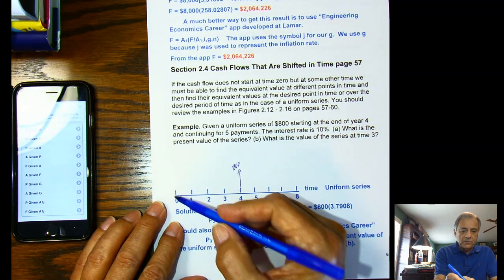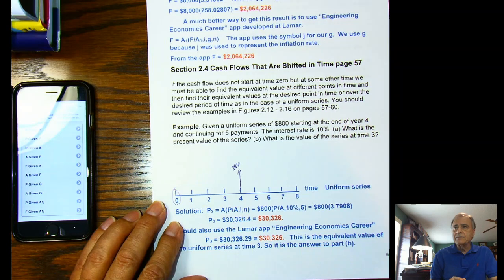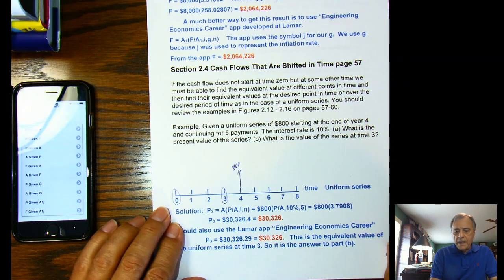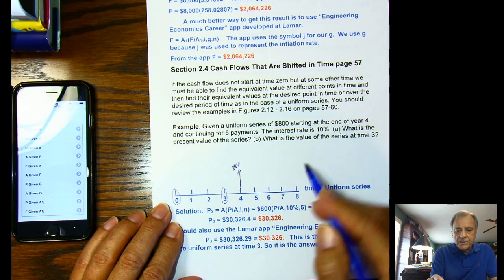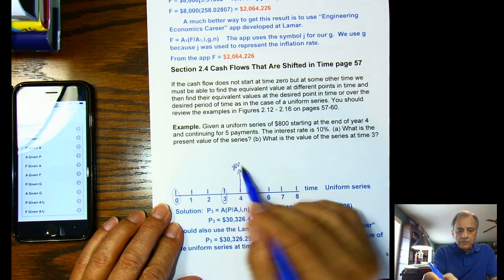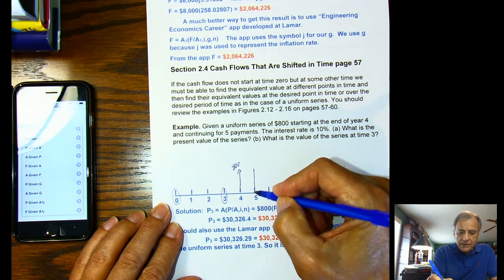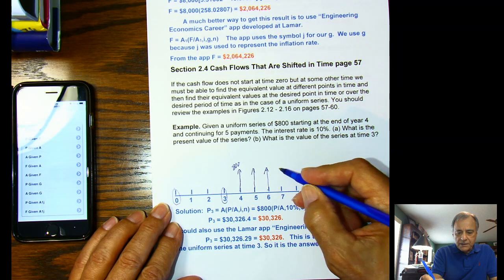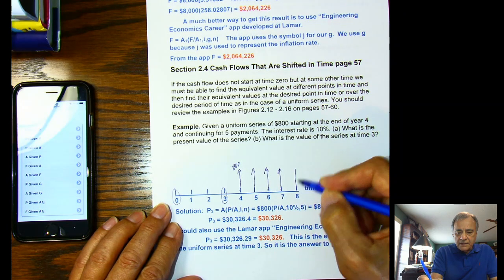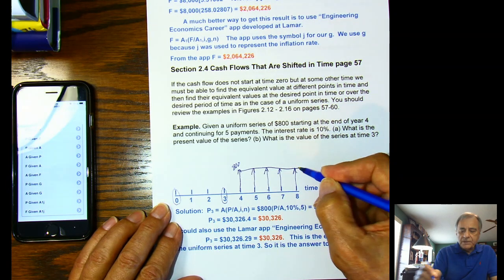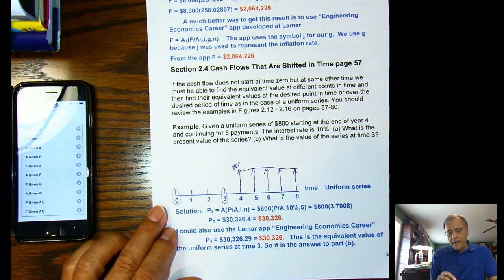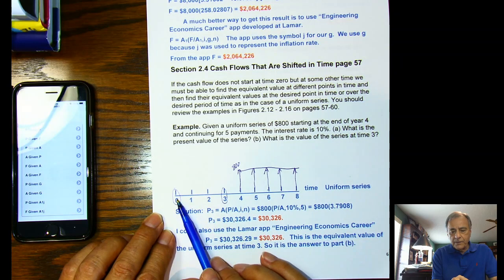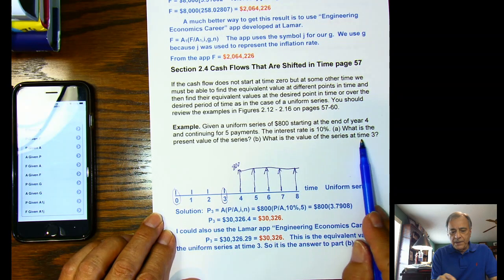So the present value would be the value here at time 0, and the other thing is the value here at time 3. And this is a uniform series, it says. So that means there's an $800 payment at time 5, time 6, time 7, and time 8. Uniform series looks like that. And we want the value in part A here, and we want the value in part B here.